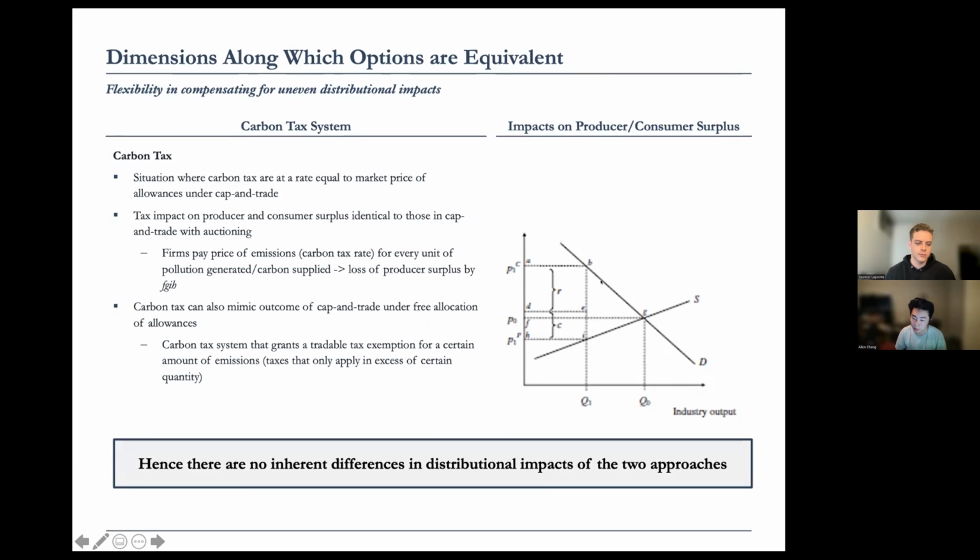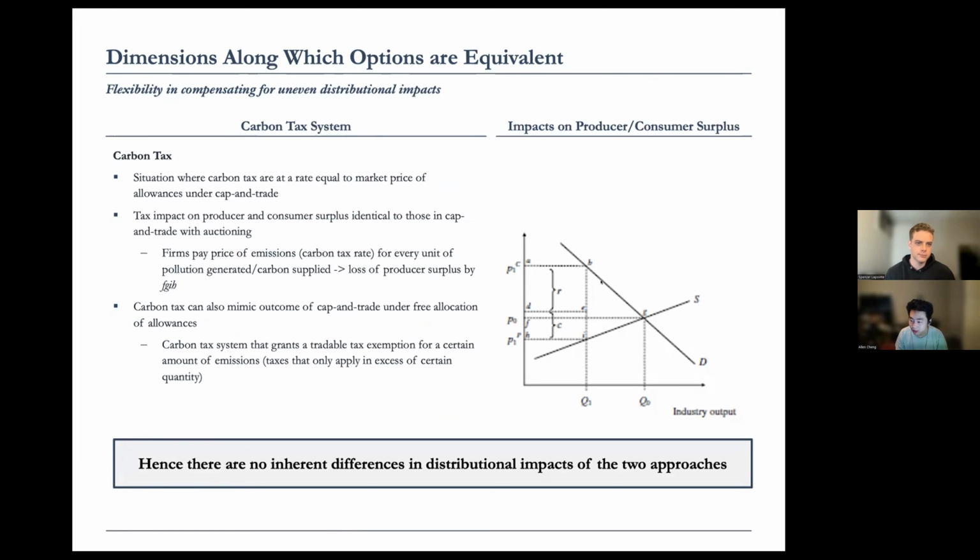Next, we'll consider the carbon tax system. So consider the situation where the carbon tax is set at a rate equal to the market price of allowances under cap and trade. In this sense, the carbon tax is taxed at a similar rate, which results in a price P1 and a quantity of Q1.